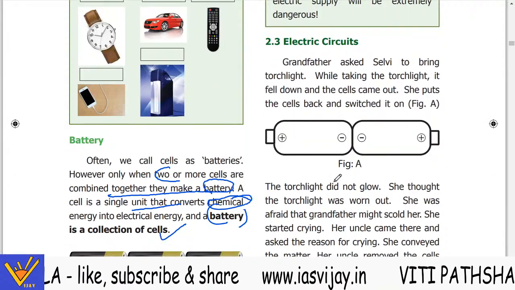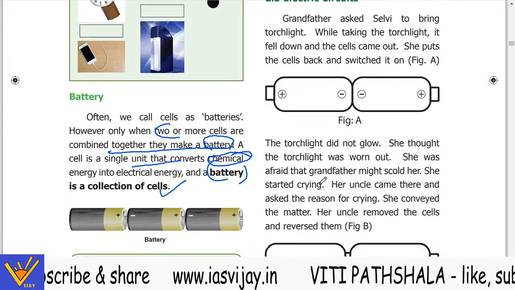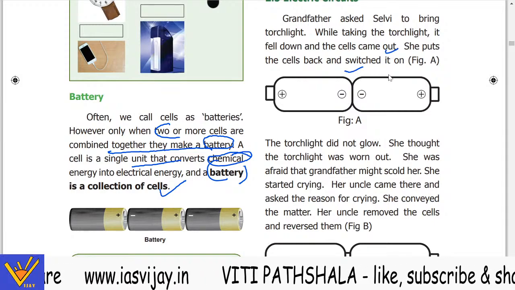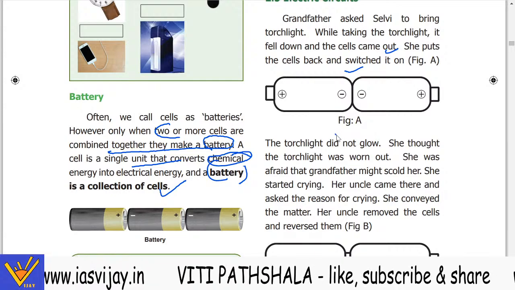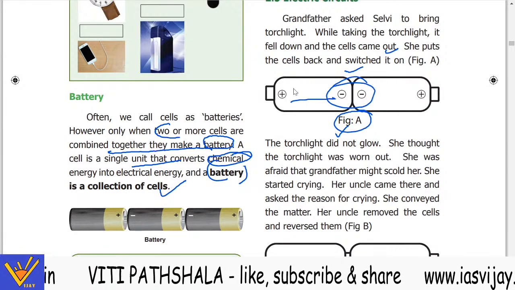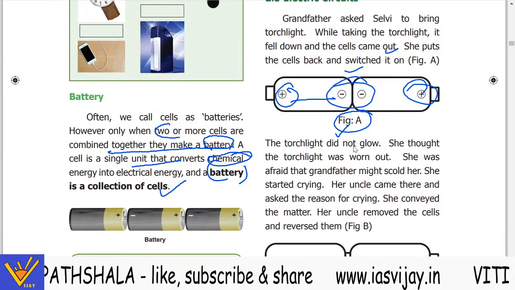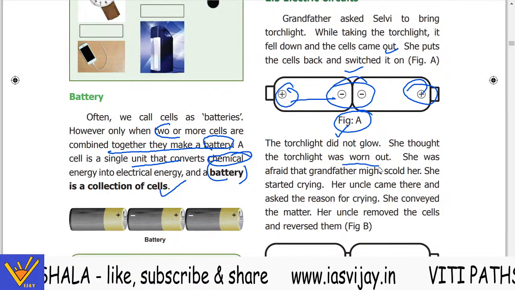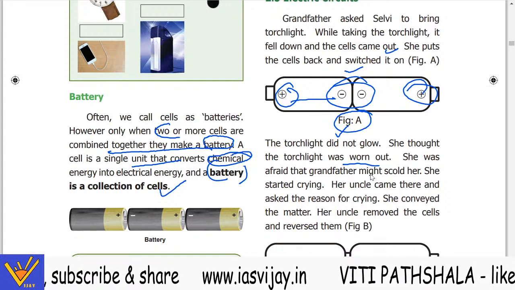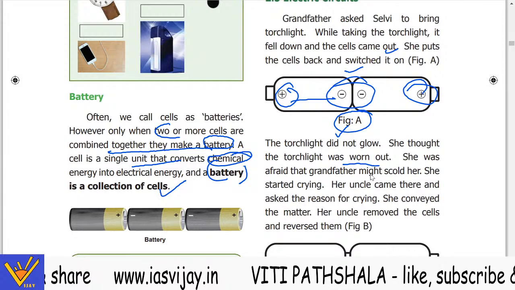Now, grandfather asked Selvi to bring the torch. While taking the torch, it fell down and the cells came out. She put the cells back and switched it on. The torch did not glow, so she put them like that, negative, negative and positive here. So she thought the torch was worn out. Now she was afraid that the grandfather might scold her. She started crying. Her uncle came there and asked the reason for crying.